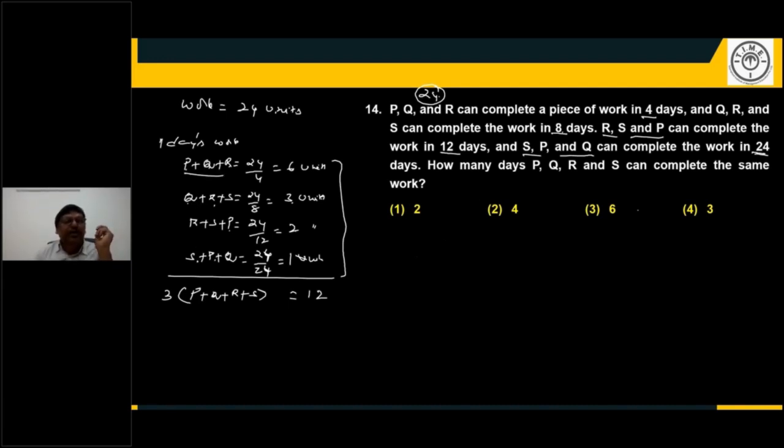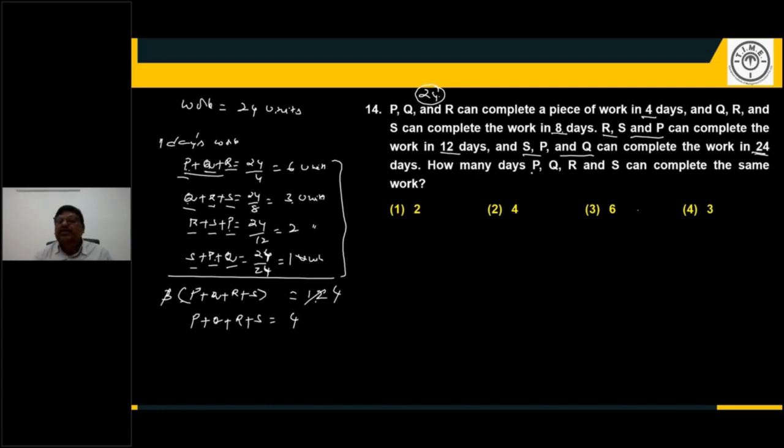See, 3 people, 3 4s, 12 people. I have only 4 people. See, P is repeated 1, 2, 3. Q is repeated 1, 2, 3. R is repeated 1, 2, 3. S 1, 2, 3. So 3 times of their 1 day's work is 12 units means, students, 3 4s. So friends, 1 day's work of PQRS is 4 units.